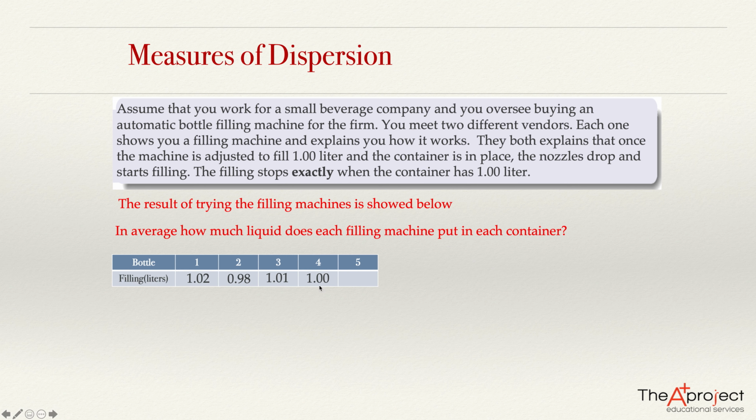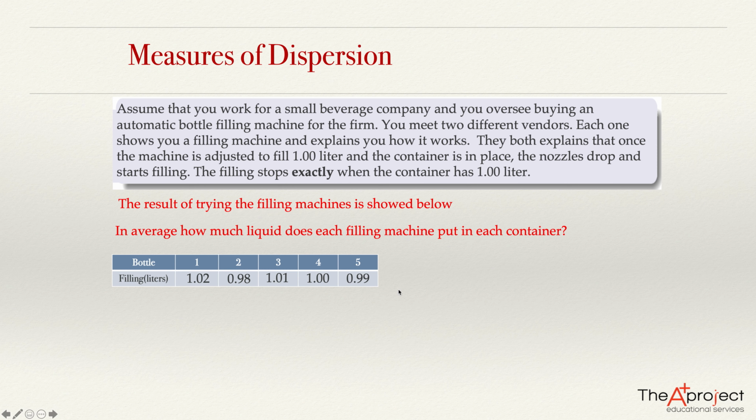You can see that this is really 1 liter, but maybe it's 1.00003 liters. We don't know. But as far as we can measure with 2 decimals, it's okay, 1 liter. But when you see 1 liter, you must be sure that it's not exactly 1 liter, maybe a little more or maybe a little less. And finally, in the fifth bottle, the machine put 0.99 liters.